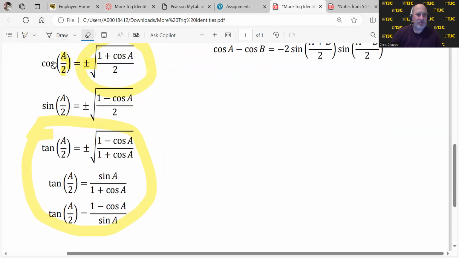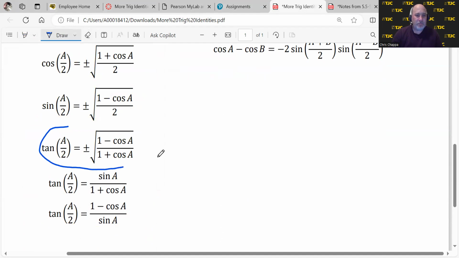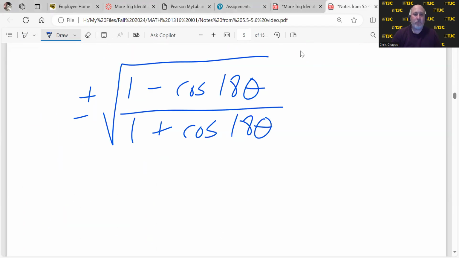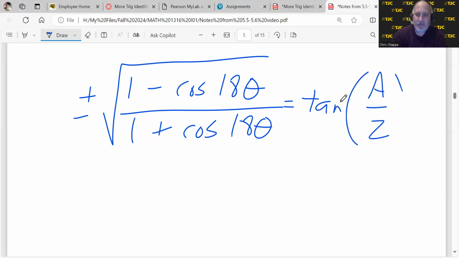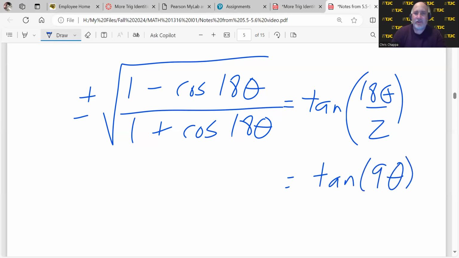It's kind of messy here. Let's clean this up. The one we are looking for is right here. The right side of this is the formula for tangent of a over 2. But wait a second, we don't have an a in here. We have an 18 theta. So out with the a, in with the 18 theta, and then 18 divided by 2 is 9. So that expression is equal to tangent of 9 theta.